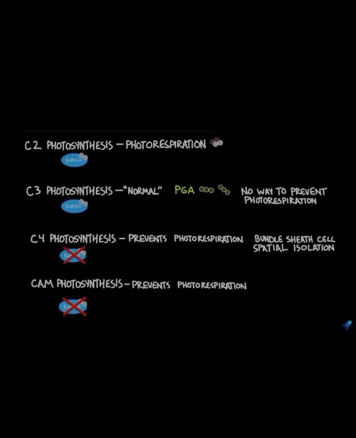Now we get to CAM photosynthesis. This is another way that some plants prevent photorespiration. This process is near identical to C4 photosynthesis with a few key differences. So instead of separating the light-dependent reactions from the Calvin cycle spatially, CAM plants separate these processes in time. So this is called temporal isolation.